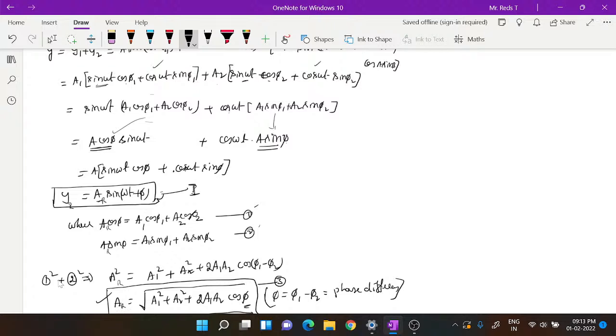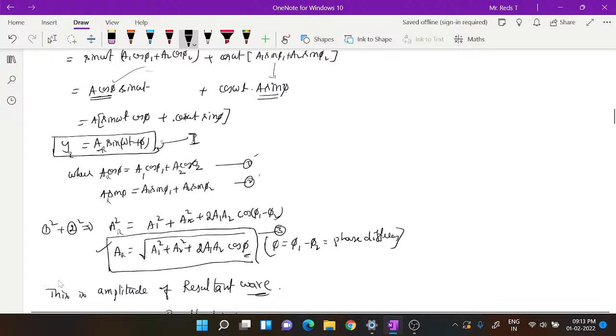The amplitude of the resultant wave is given by the square root of A1 square plus A2 square plus 2 A1 A2 cos phi, where phi is the phase difference between the given waves. Here we are not worrying about direction. We just have light waves, and we'll discuss phase for light waves and electromagnetic waves.